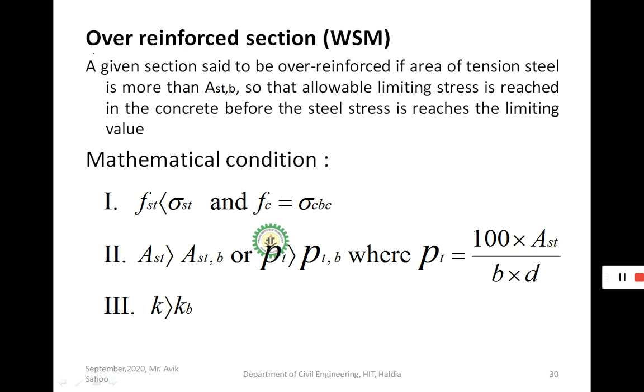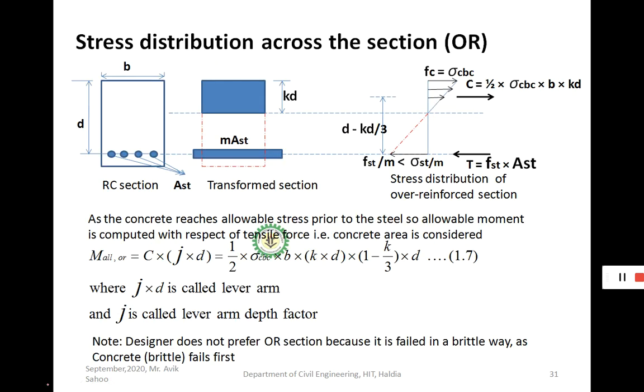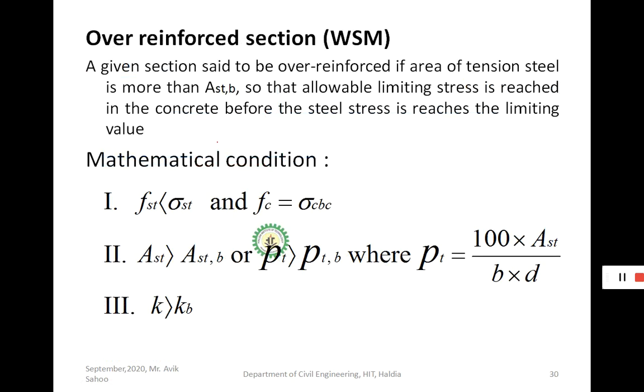Now the over reinforced section is just the opposite of the under reinforced section. Here the amount of steel used should be more than the amount of steel used in the balanced section.